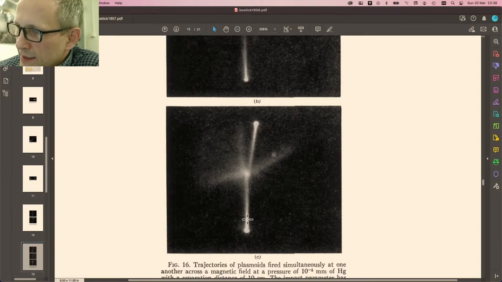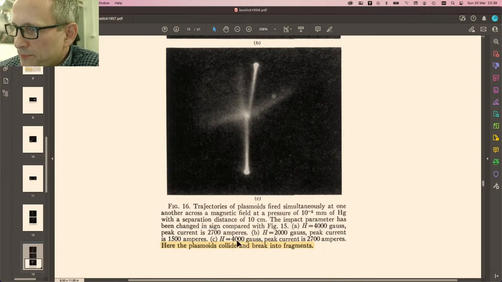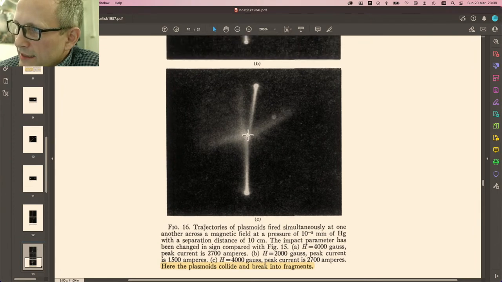And this is where they come together. So in C, it says here, H400 Gauss, peak current is 2700 amperes. Here, the plasmoids collide and break into fragments. So it's coming here and blowing up, and bits of the plasmoids are going in a number of directions.